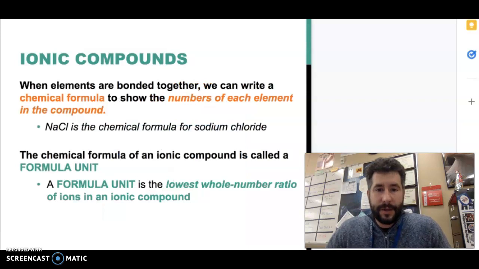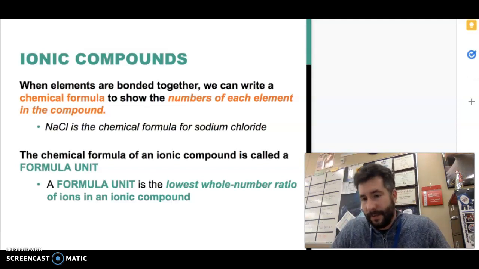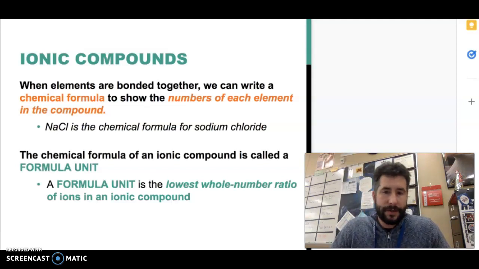And so we can write a chemical formula for that last one. It was 1 lithium ion with 1 fluoride ion, and so we'd write LiF. Or likewise, we can do sodium and chlorine, which is sodium chloride. When we talk about this, a formula unit is the lowest whole number ratio of ions in an ionic compound.